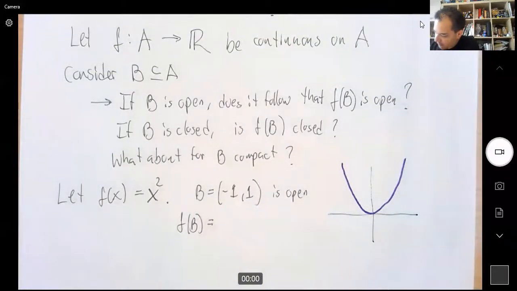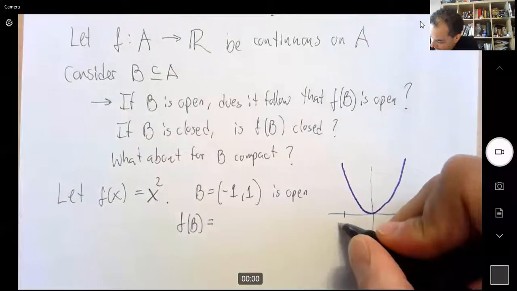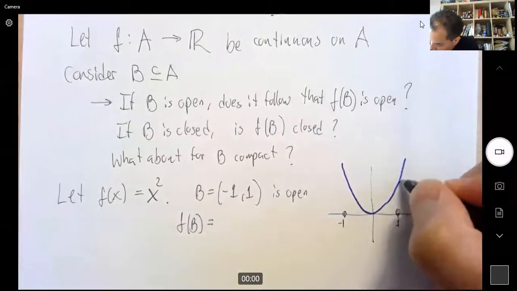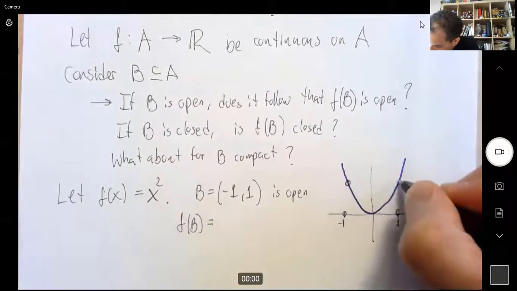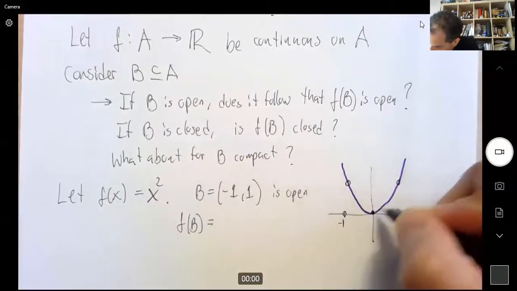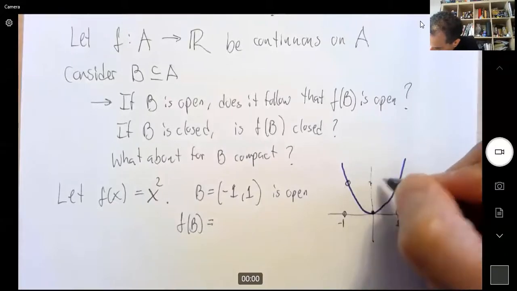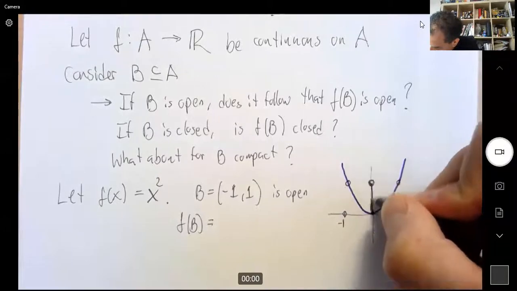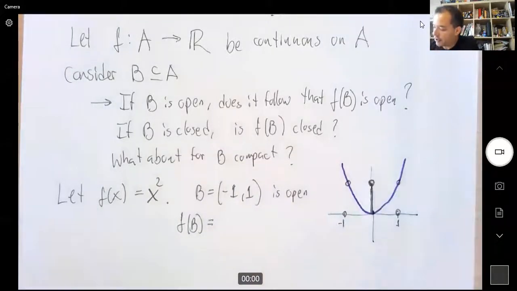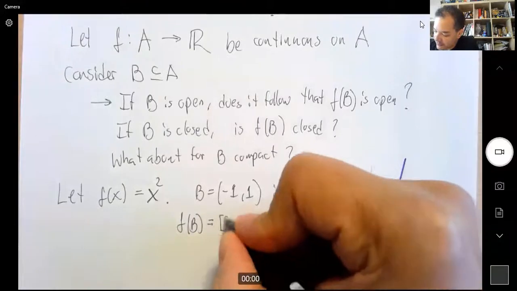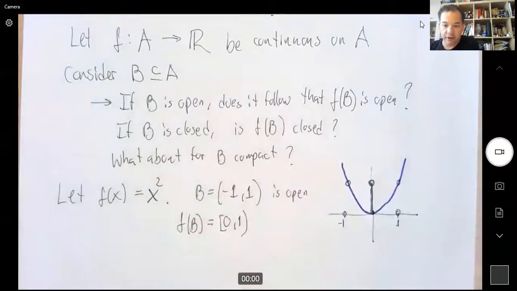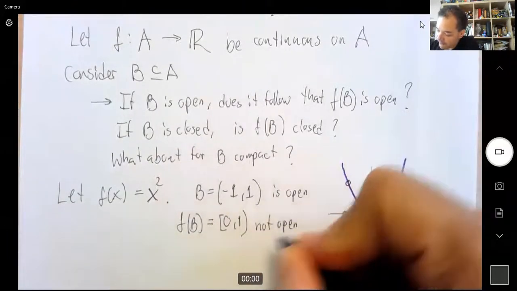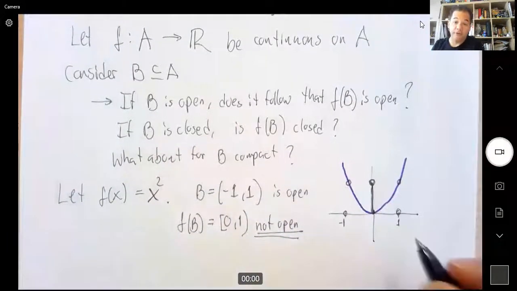So we have this parabola. We're doing from -1 to 1, but open. So when we go up, we don't use 1. Well, we do use 0. So our range is from here to here, without including 1. So it's 0, 1 closed on the left and open on the right. It's not open. It's also not closed, right?